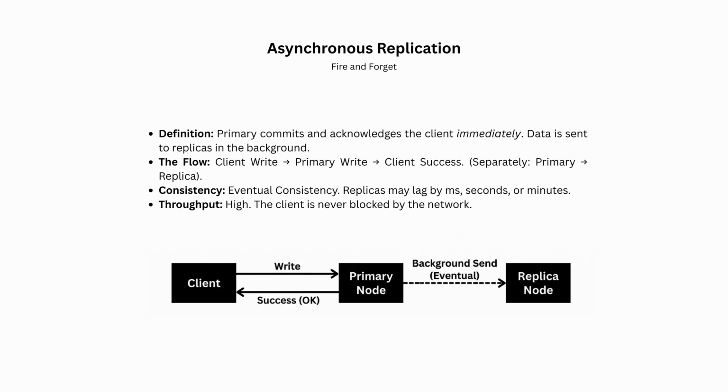Now let's look at asynchronous replication. Here, the primary commits the write and tells the client success immediately. It doesn't wait for the replica. It sends the data later, maybe a millisecond later, maybe a second later. This is fire and forget. The massive advantage here is throughput. Your application feels lightning fast because it isn't waiting on a network round trip to a different city.